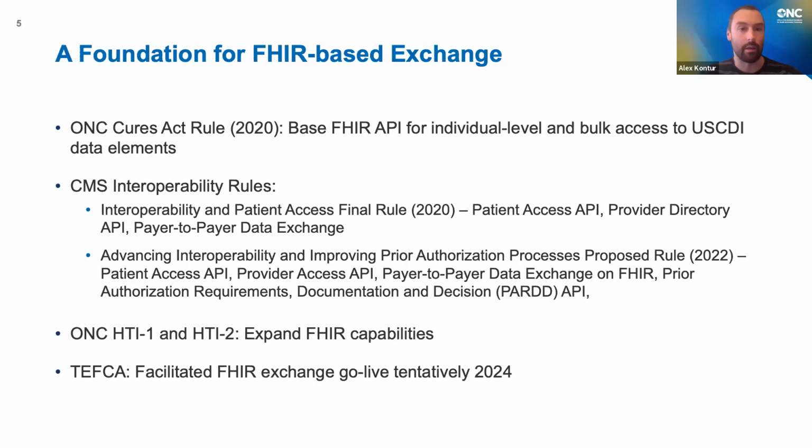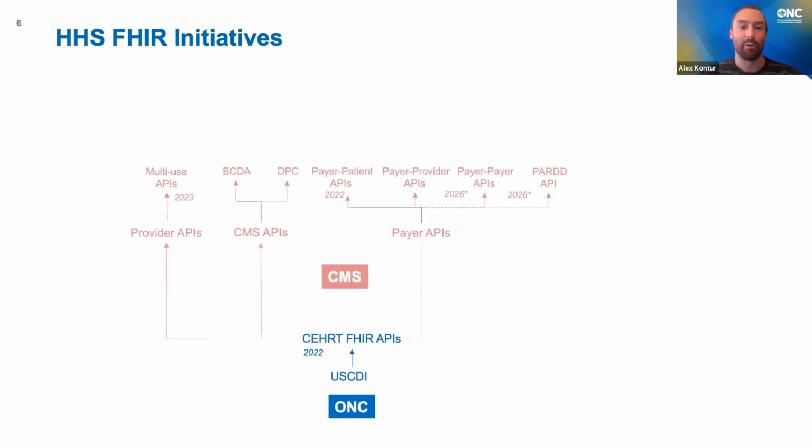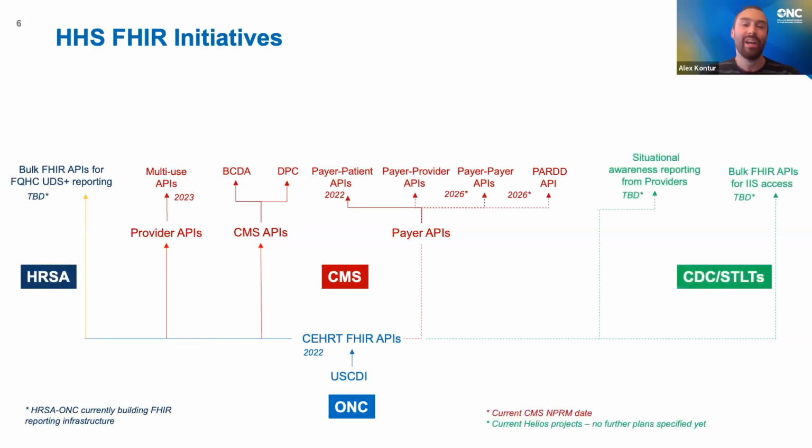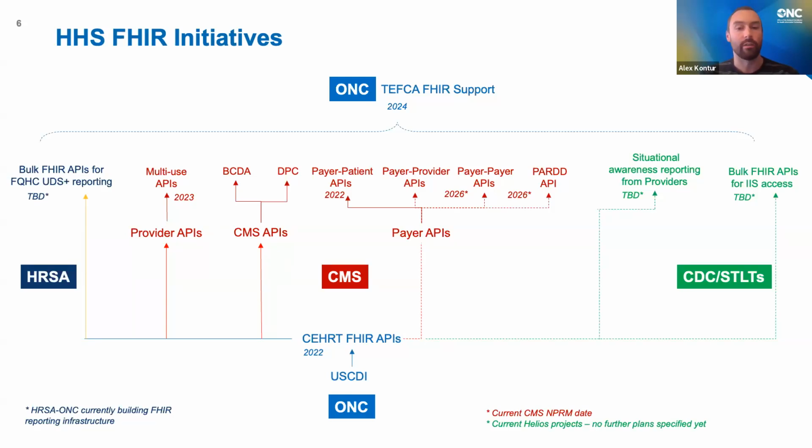And actually, if you go to the next slide, zooming out even a little bit more, many of our federal partners have also started to embrace FHIR and build on top of the foundation that ONC and CMS have started to establish. So looking at the left-hand side of the screen, you'll see that HRSA is currently exploring the use of FHIR APIs to facilitate health center reporting.